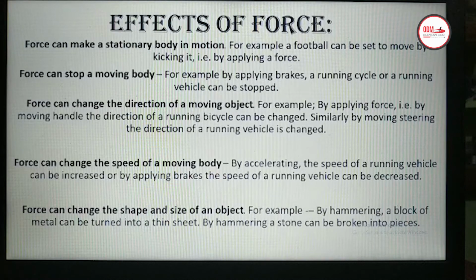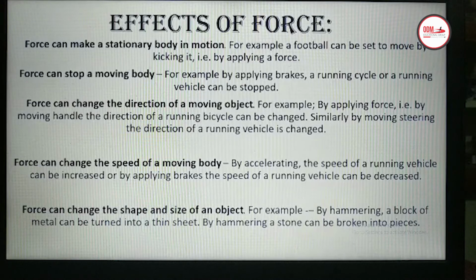Then the next one, force can change the direction of a moving object. That means, as I told you, whenever the bowler throws a ball in a cricket match, the batsman can hit it in any direction. In that case, the ball is going in a certain direction. When the batsman hits it, it will change its direction. That means due to that force, there will be a certain change in the direction of the motion.